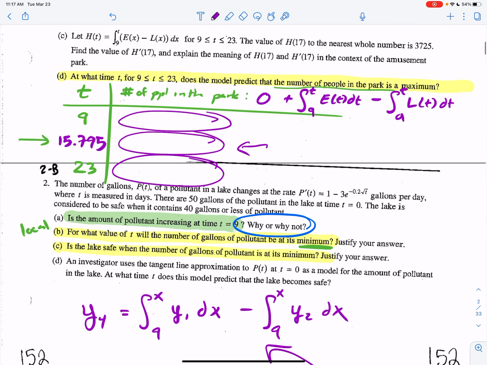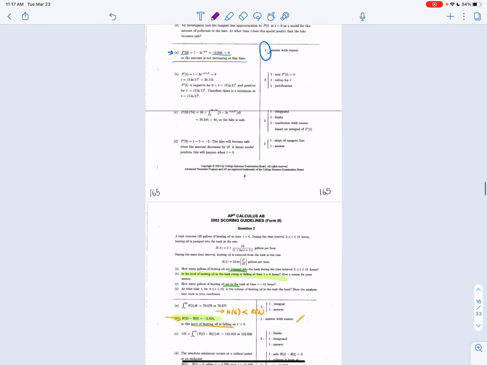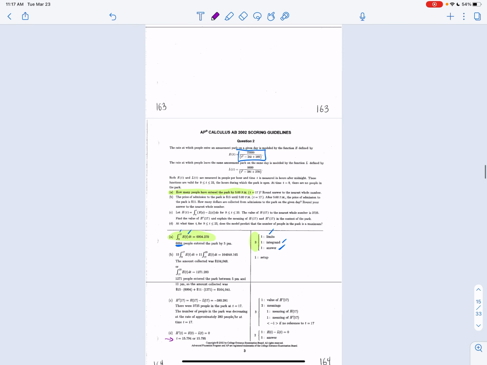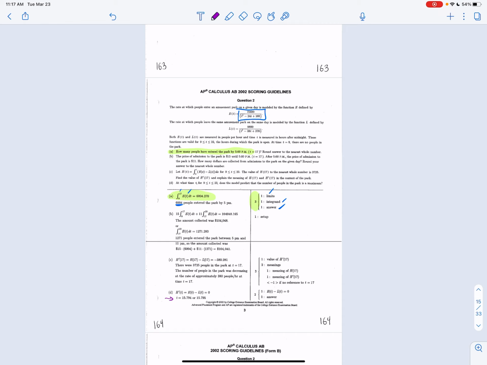So according to the question, it says at what time does the maximum occur? So in this case, you would just say 15.795. Be very careful and listen to these words very carefully, okay? The scoring guidelines sometimes does not show the table, okay? For a variety of reasons, okay? Sometimes you can get away with not making the table if you have a really good understanding of your graph analysis. If you want it to be very robotic and pattern-like, make a table each time.